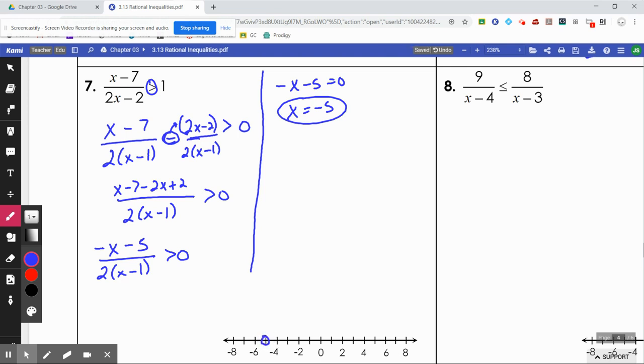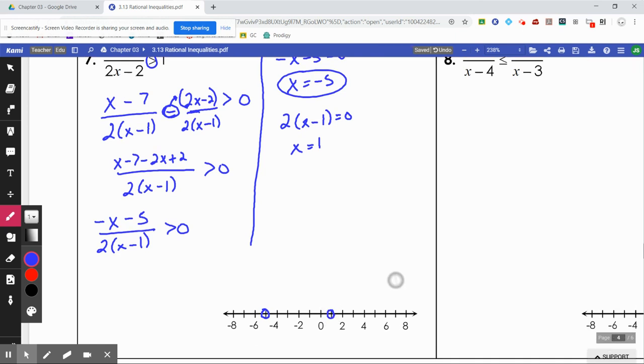Then we find our asymptote lines and holes by setting the bottom equal to 0. So you have 2 parentheses x minus 1 equals 0. So that's going to be a value of 1. It will be a vertical asymptote, or a hole. Actually, it'll be a vertical asymptote for sure there because it's not a factor of the top. So therefore that's your region.